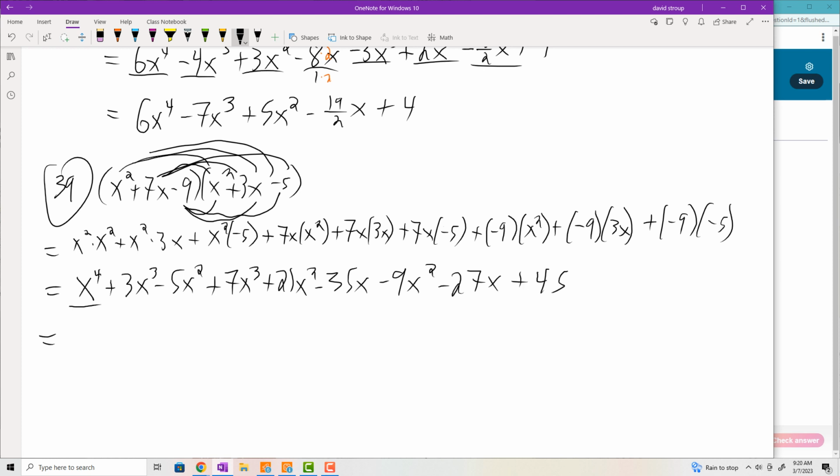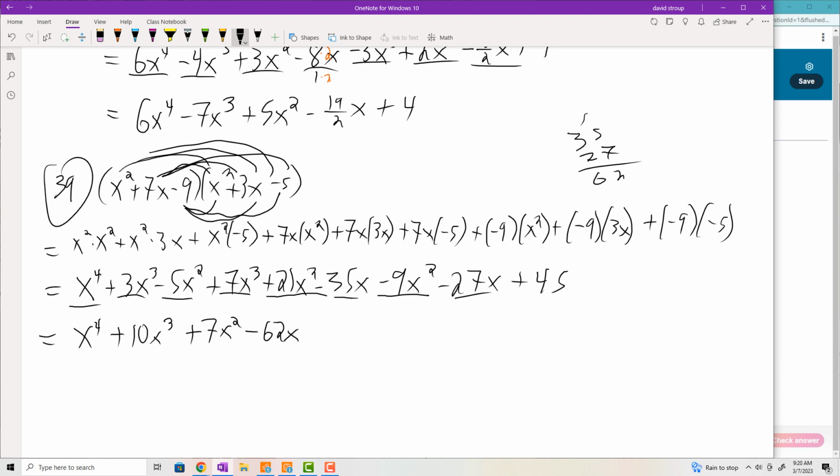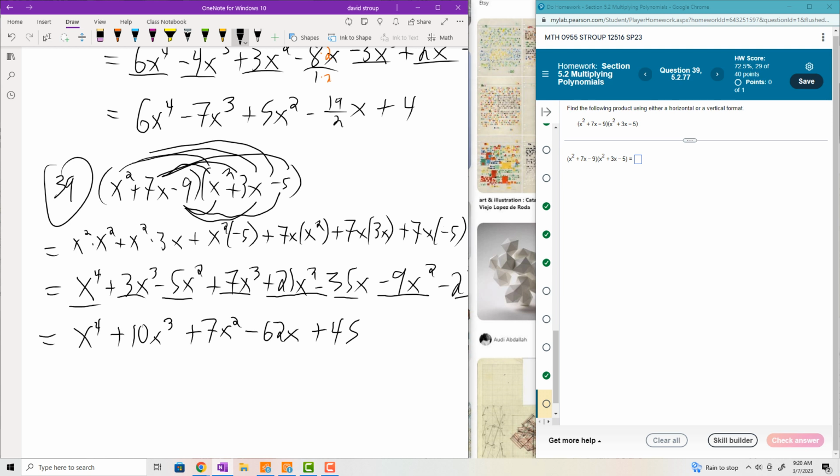Start combining like terms. So you have x to the 4th, then the cubes, 3 plus 7. Okay, so plus 10x cubed. And then the x squares, negative 5 plus 21 is 16. Minus 9 is plus 7x squared. And then we get negative 35 minus 27, which is minus 62x, and then plus 45. Okay, so let's just distribute 3 times. Combine like terms.